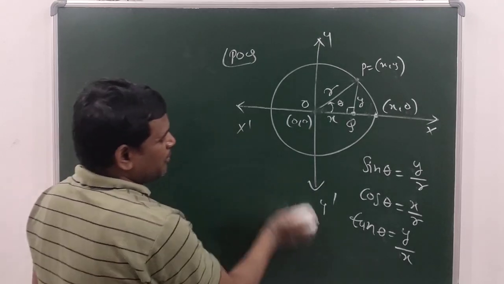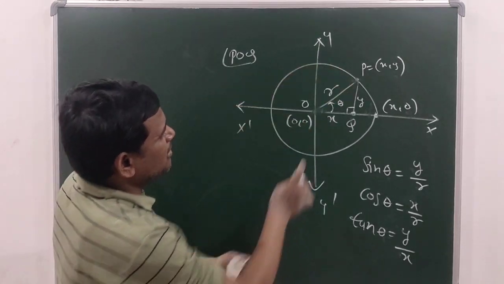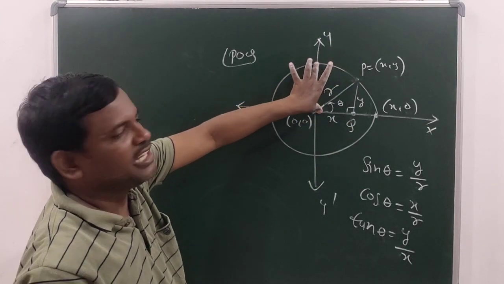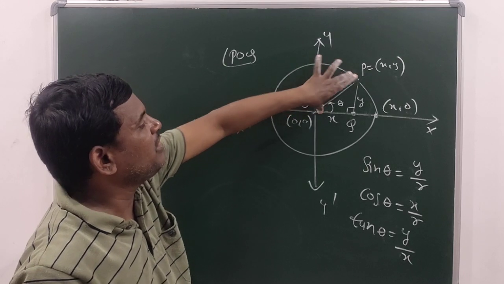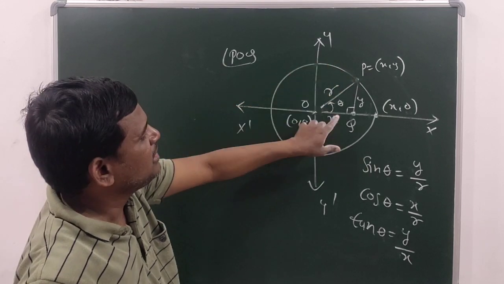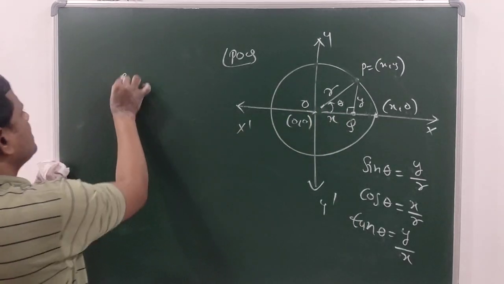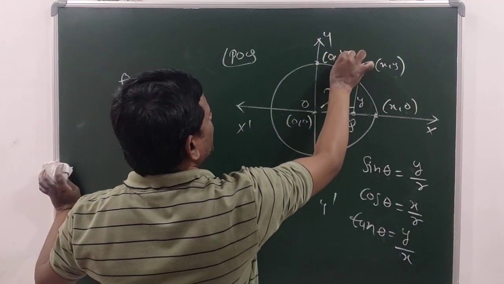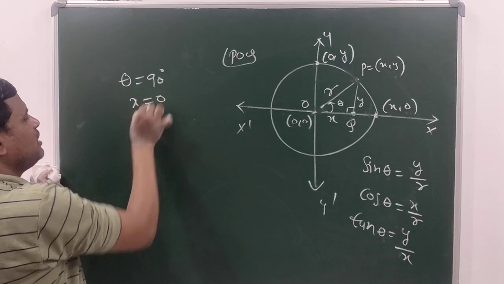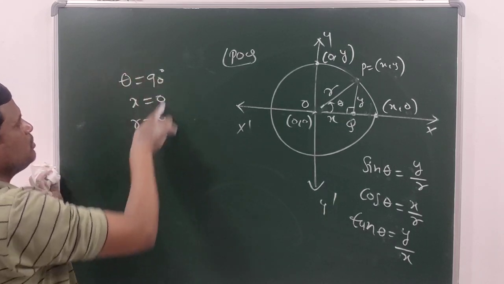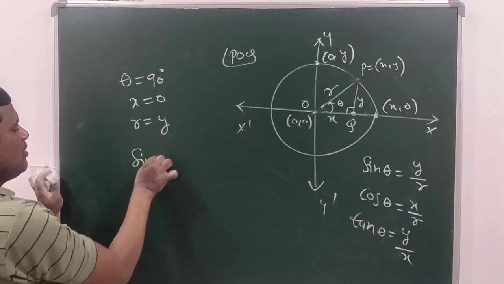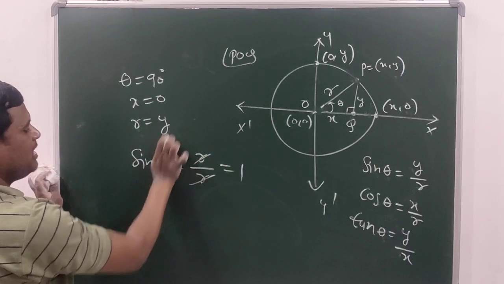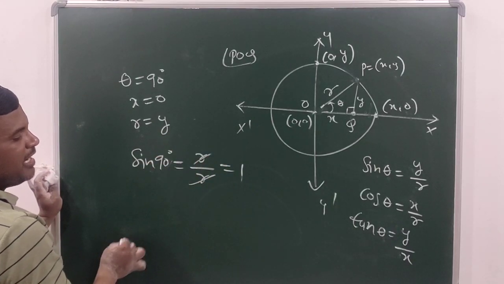To define 90 degrees, with the same terminating ray, you have to bring it like this. Whenever this terminating ray coincides with the y-axis, your theta will become 90 degrees. On the y-axis, the x value will become 0 and here it is y. So the x value is 0 and r is equal to y. Now substitute these values in that definition. Now sin theta: r equal to y, so r by r cancels, giving 1. Now theta is 90 degrees, so sin 90 became 1.